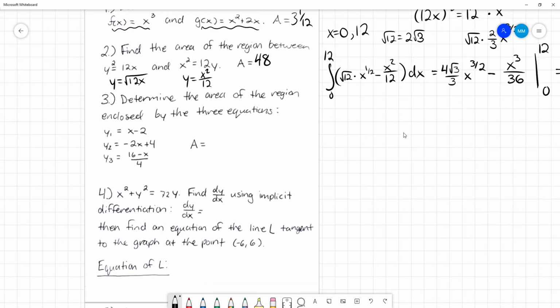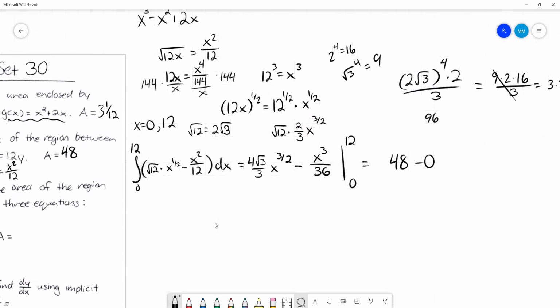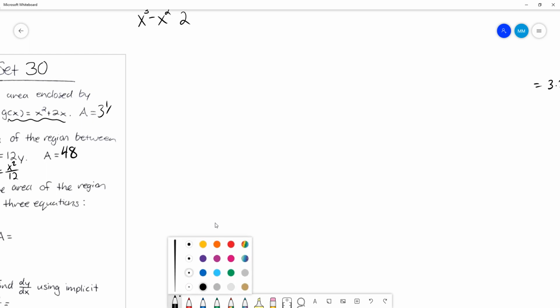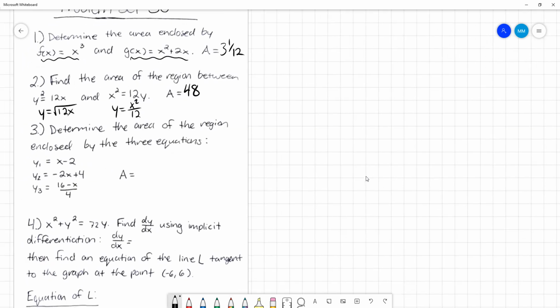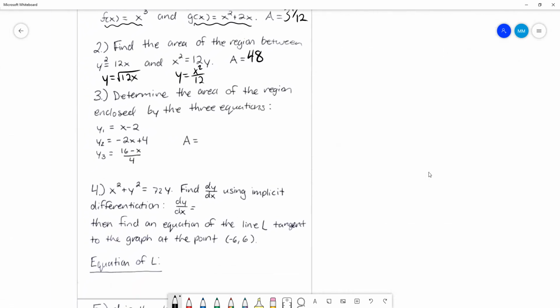Okay, now we take a look at number 3, which, again, we're going to look for those intersection points. And again, I would recommend sketching it out. So first I'm going to look for intersection points between y1 and y2. So it's going to be x minus 2 equals negative 2x plus 4. So of course 3x equals 6, x equals 2, okay. So x equals 2 is between those two.